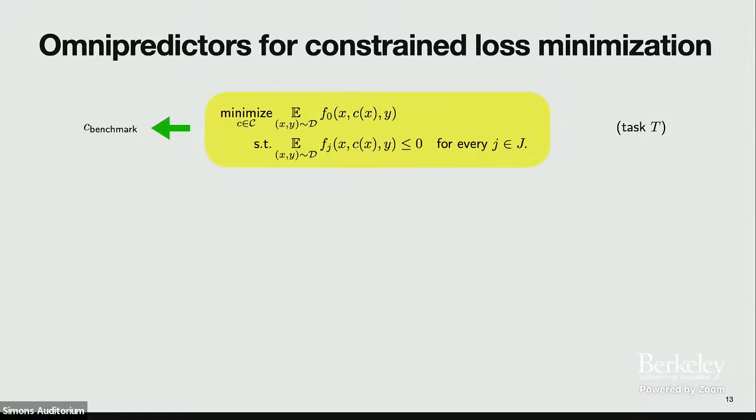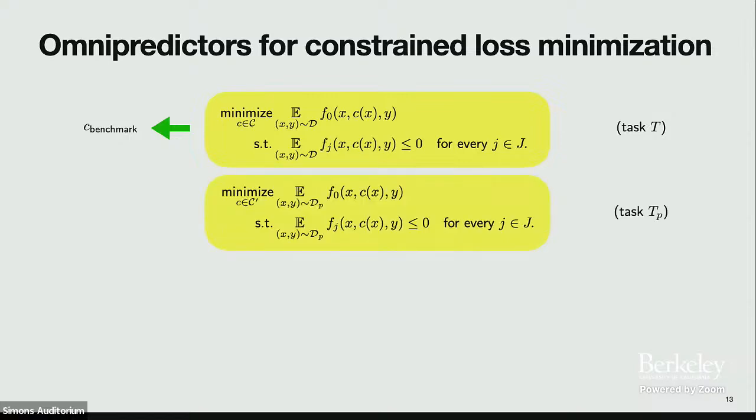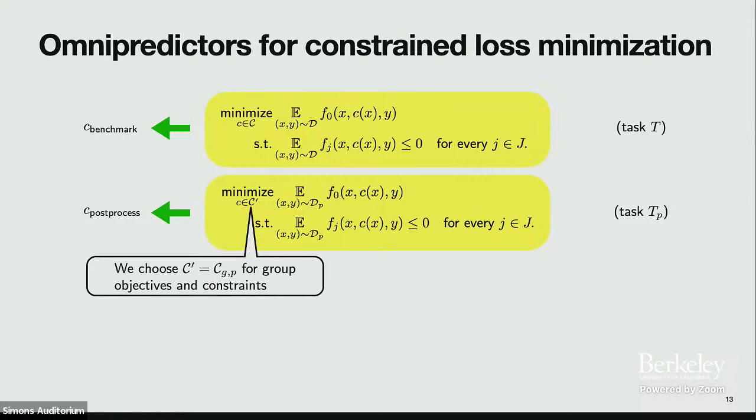And since we already have a predictor, we don't want to solve this task from scratch. So we consider this post-processing task, which is defined on the simulated distribution dp. And we solve this task using a different hypothesis class C prime. And we are most interested in the case where we have group structure. So in this case, we choose C prime to be this class CGP, which is defined to consist of functions that are constant on each block. And I just mentioned this task TP can indeed be solved efficiently. And in particular, the complexity for solving this task is independent of the original hypothesis class, capital C.